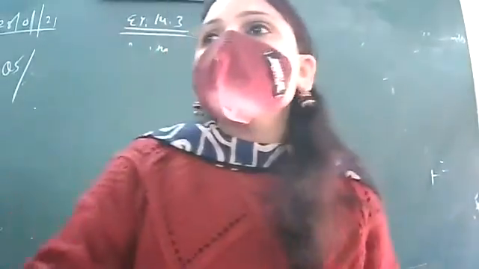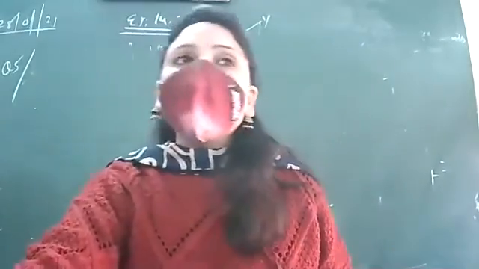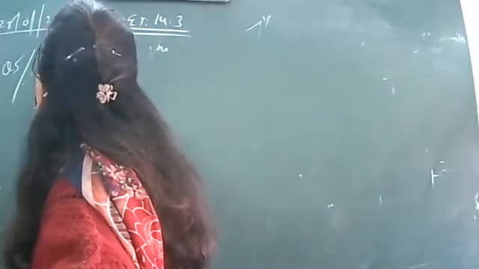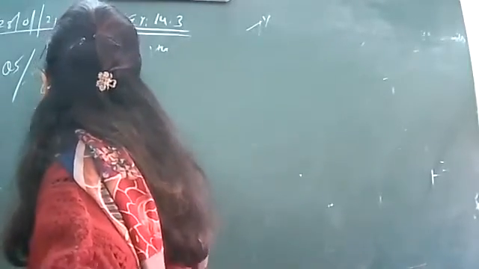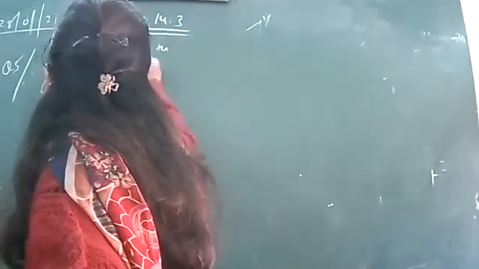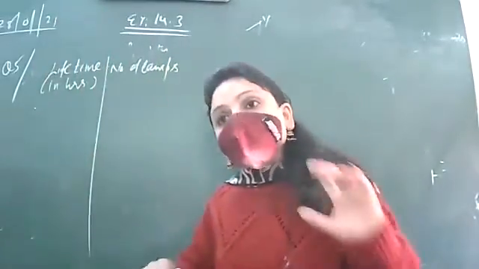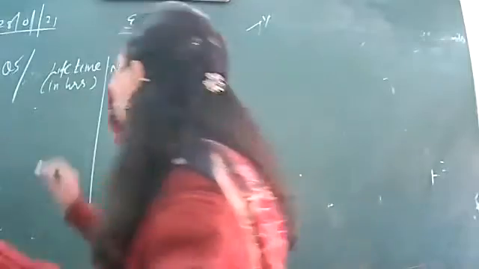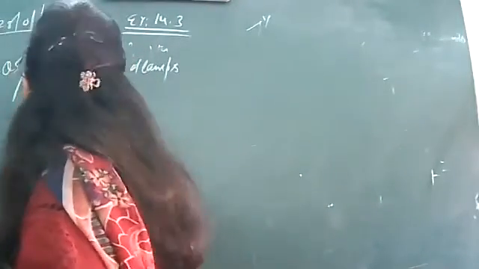The following data gives the lifetime of the lamps in hours. Lifetime in hours, and then the number of lamps. For 300 to 400 hours, the number of lamps that work is 14.